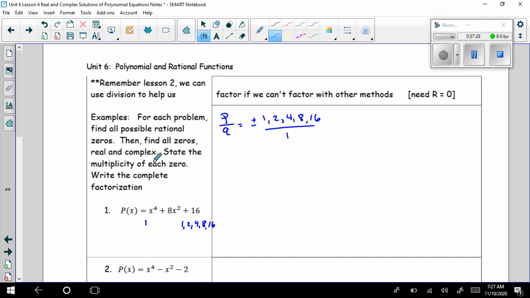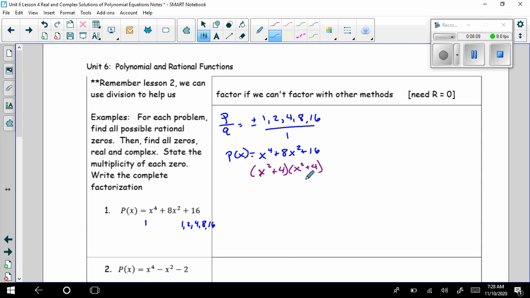Okay. Then we're going to find all of the zeros. So I have p of x equals x to the 4th plus 8x squared plus 16. If this is factorable, then go ahead and factor it. So this breaks down into x squared plus 4 and x squared plus 4. It's a perfect square trinomial.